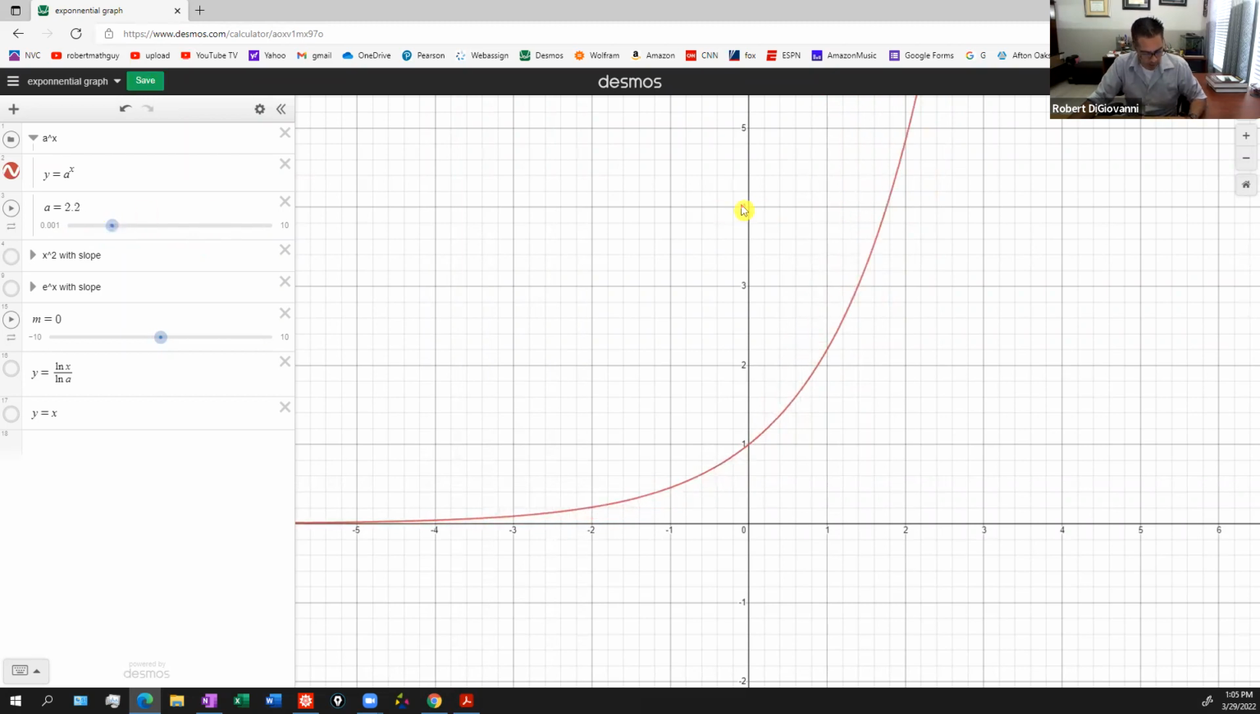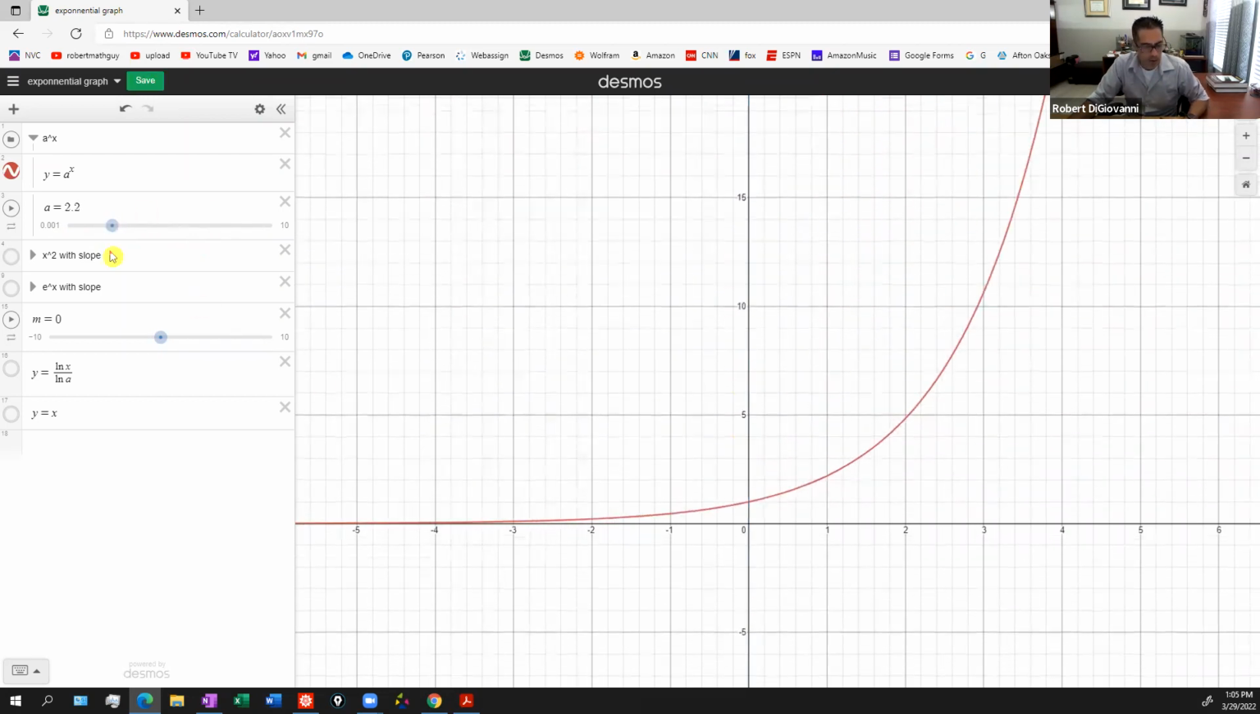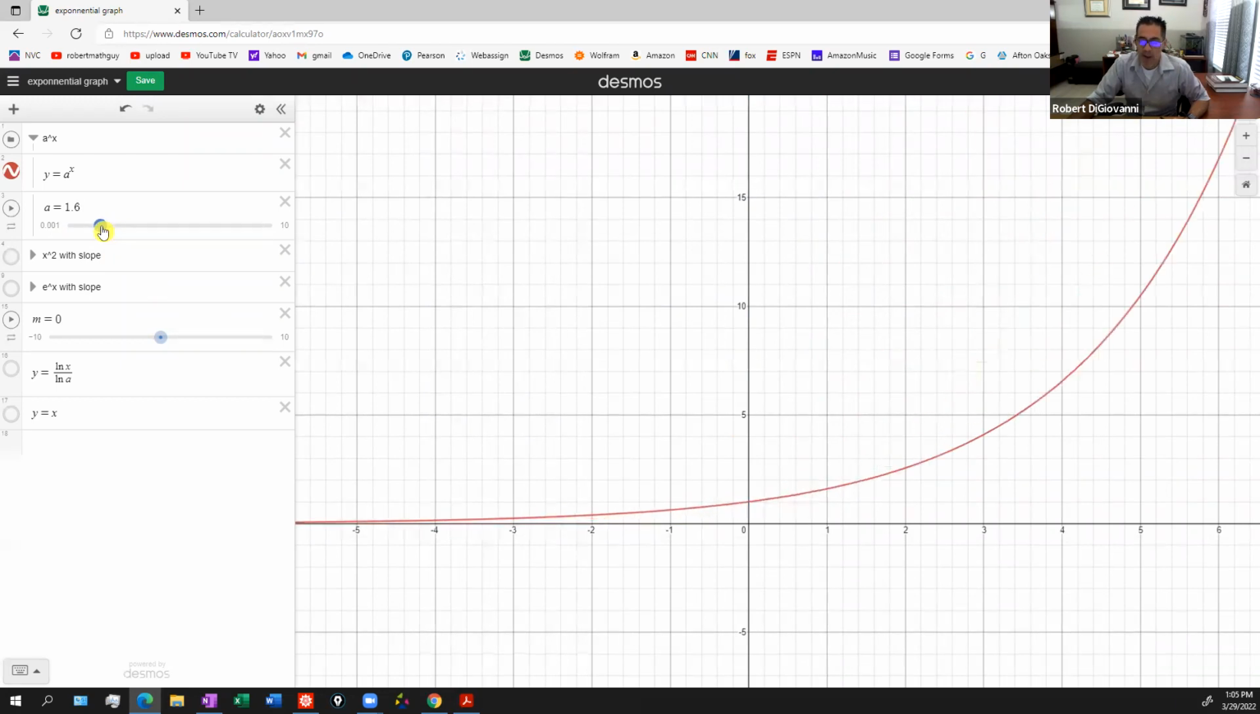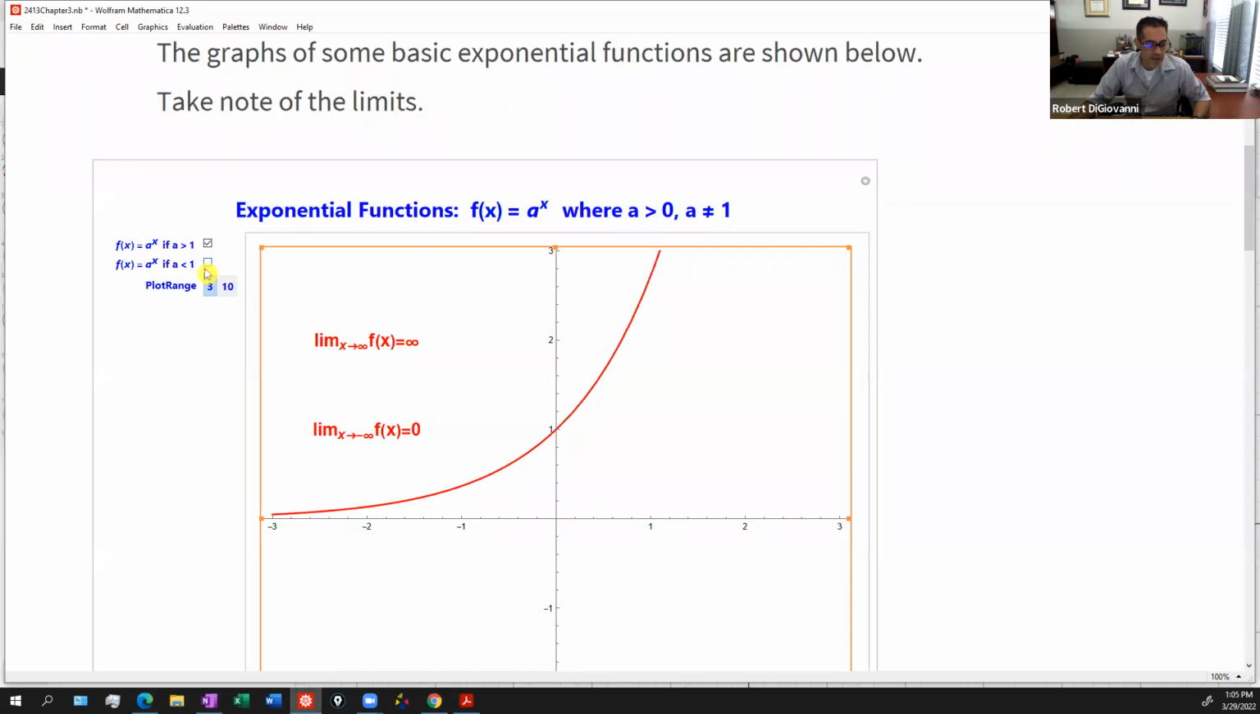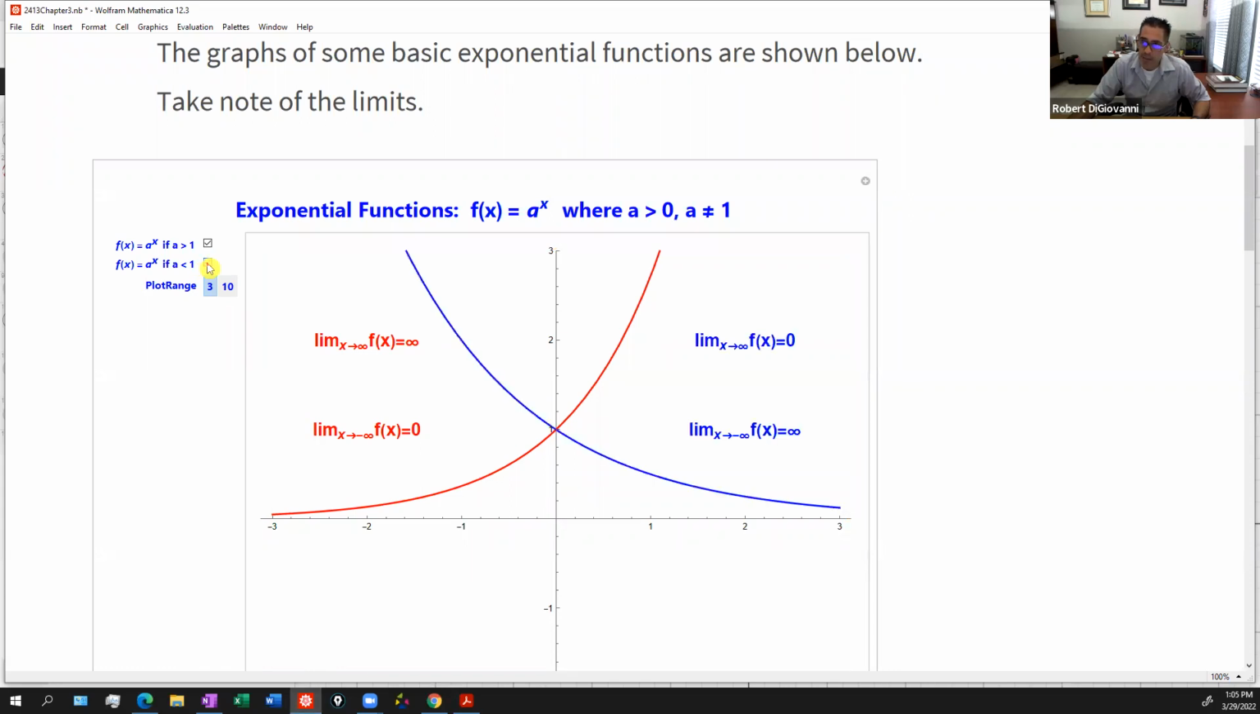So the bigger a gets, the steeper it gets. The closer a gets to 1, the more shallow it gets. And then what if the number in front, the a, is a fraction, like 1/2? This is what happens. You get this graph in blue.